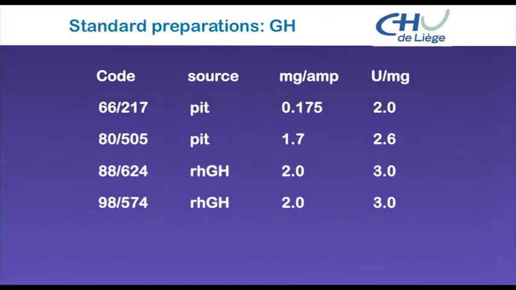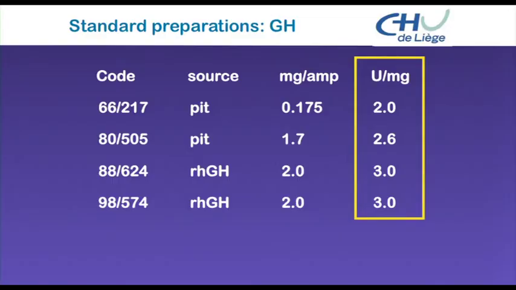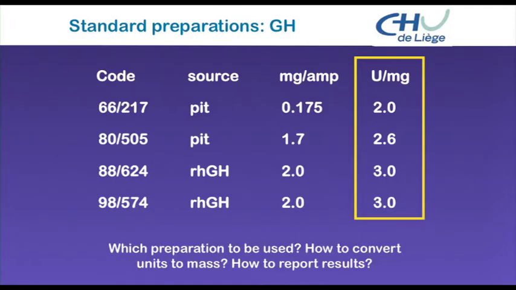So if we look at the standard preparation of GH, on which standard are the kits calibrated? Well, you see that there are 4 standards from 66 here to the 98 here. 2 have a source from the pituitary, and 2 are recombinant standards. And when you look at the unit activity per milligram, it goes from 2 to 3. So the standards do not have the same power, they do not have the same units. So that's already a first problem.